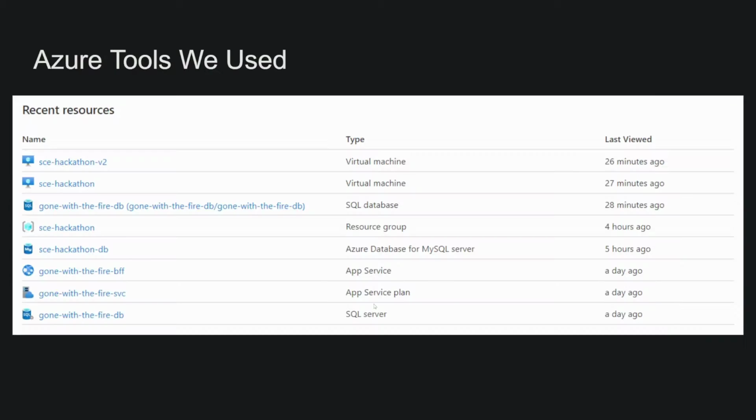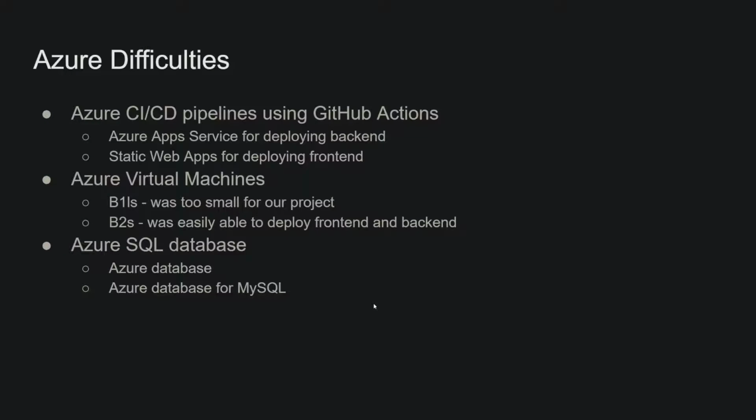Some of the difficulties we encountered were setting up CI/CD pipelines using GitHub Actions. We wanted to do CI/CD with Azure because it would have made our lives easier, but we had a lot of trouble with it. We failed to do it for both the backend and the front end, so we ended up deploying them using virtual machines, signing in and updating every time we made a change. That was pretty easy to do.